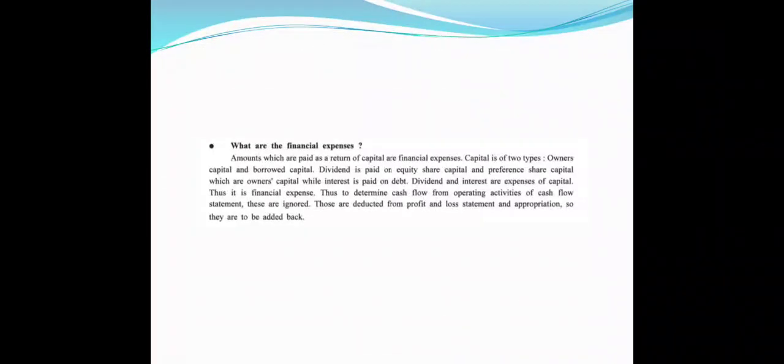Financial expense. What are financial expenses? Amounts which are paid as a return of capital are financial expenses. Capital is of two types: owner's capital, borrowed capital. Dividend is paid on equity share capital and preference share capital, which are owner's capital, while interest is paid on debt. Dividend and interest are expenses of capital, thus it is financial expense.